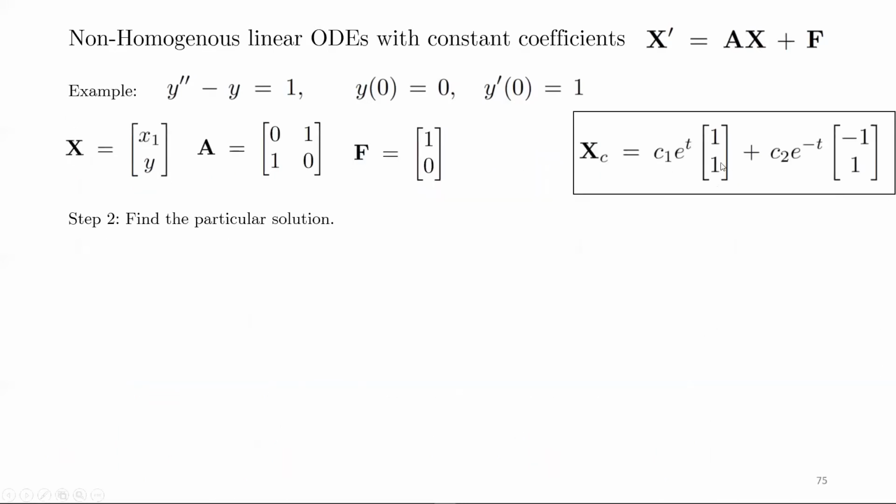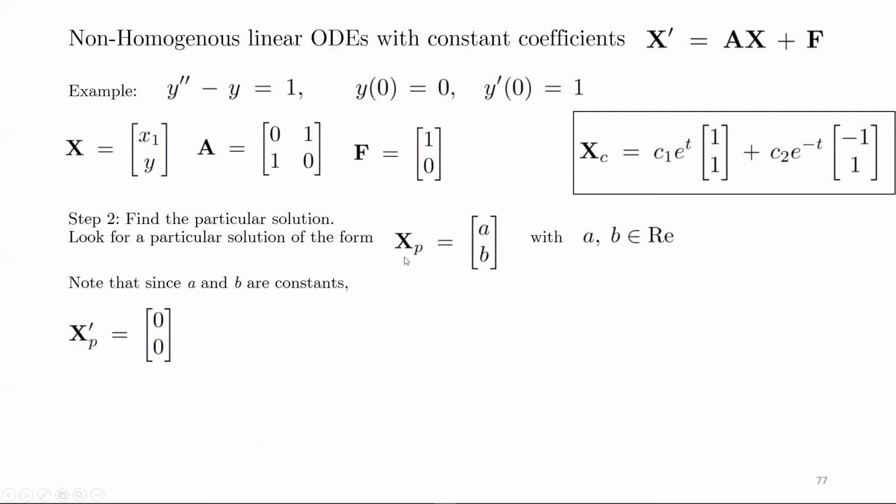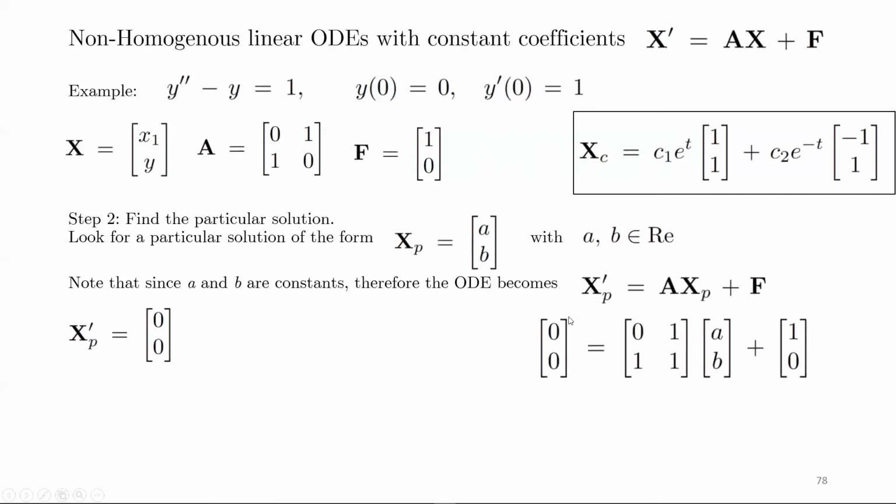So we have our complementary solution. Now we need to find our particular solution. Again, this is quite a simple case because f is just a constant vector. So we're going to define our xp, our particular solution, as being two constants, a and b, which of course when we differentiate xp with respect to t, xp prime is equal to 0, 0 because a and b are constants. So if I use these two relations in my original ODE, x prime equals Ax plus f, I get xp prime is equal to 0, 0 equals A times xp plus f.